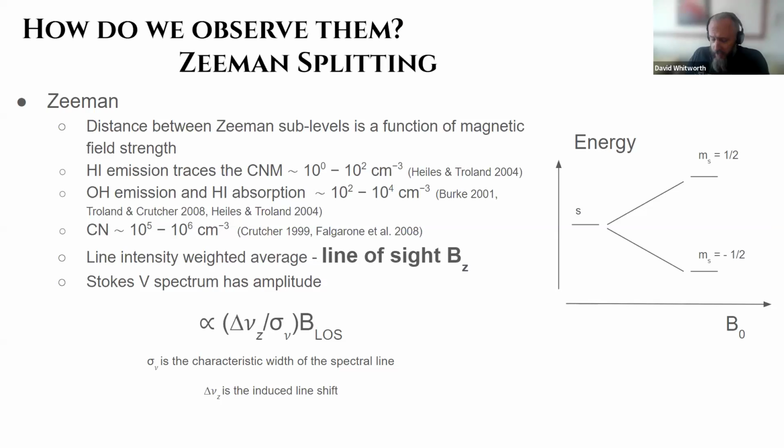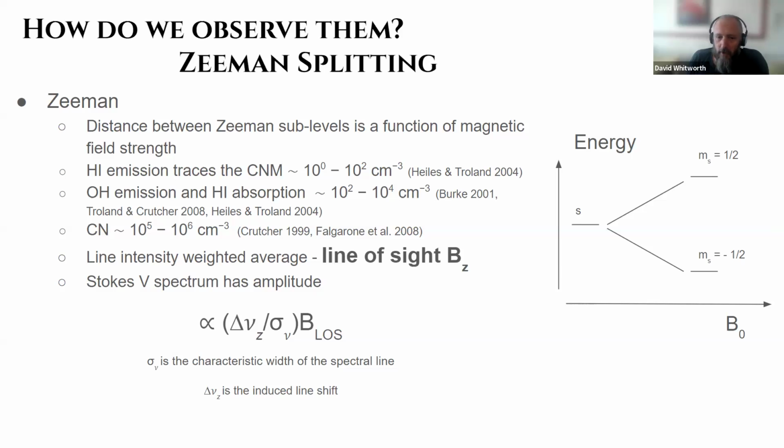I'm not an observer, but I'm going to give you a very brief summary of what I know about observing magnetic fields. If anybody knows any better, please tell me where I've gone wrong. But the most common way we observe them is with Zeeman splitting. Well, I wouldn't say the most common.